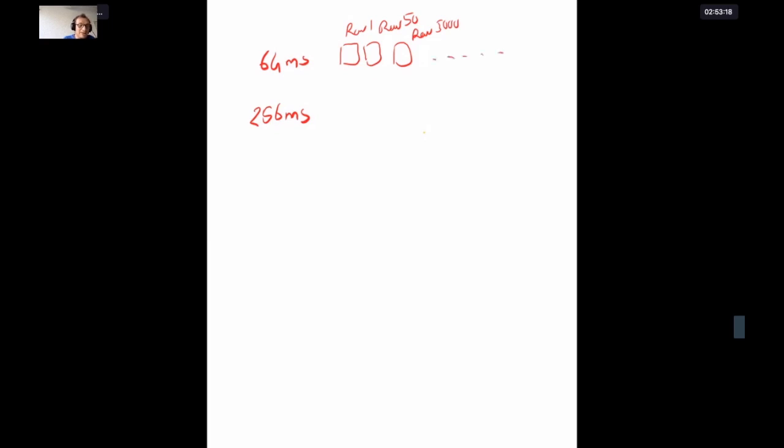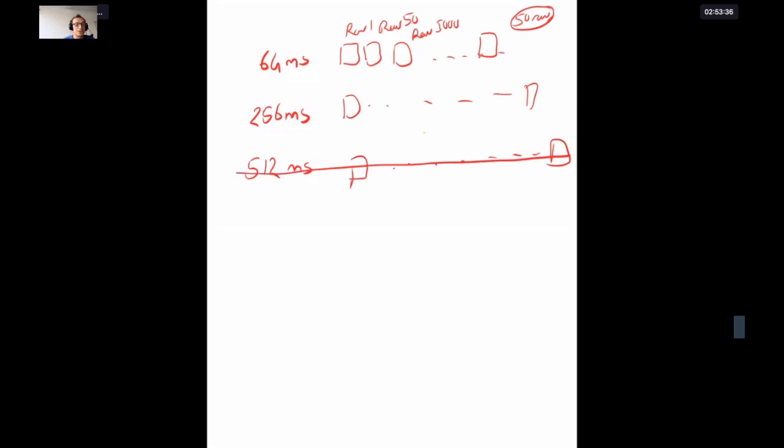Okay, maybe we have only 50 rows here. It doesn't matter actually how many rows you have. And then you have rows that need to be refreshed every 256 milliseconds. And this is a bigger set, right, clearly. And this is an even bigger set over here, right? Every 512 milliseconds. Actually, you don't need this, right? Because everything else that doesn't fall into these sets, you can assume that you need to refresh them every 512 milliseconds. So, okay, you don't need to keep track of this. But you do need to keep track of the set of rows you need to refresh every 64 milliseconds and every 256 milliseconds.